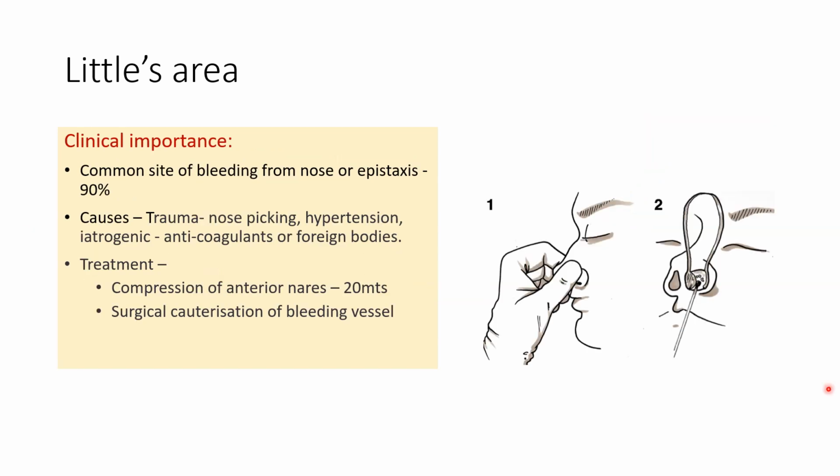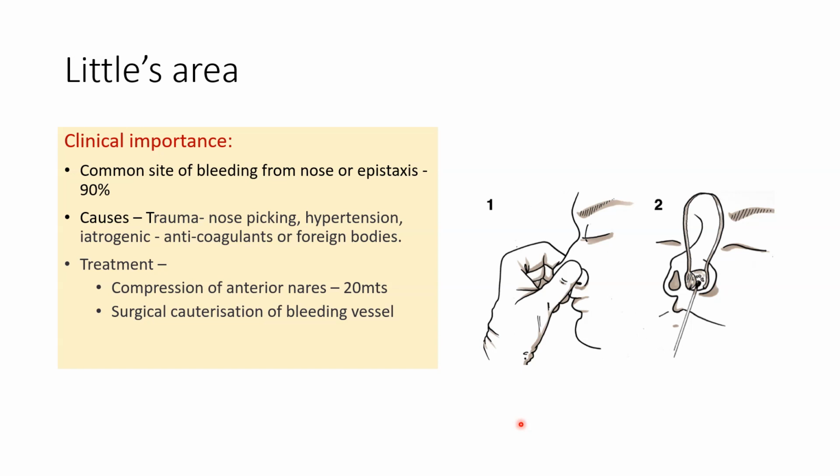What's the clinical importance of Little's area? This is the common site of bleeding from nose and it is known as epistaxis. The bleeding from the nose is called epistaxis, and the Kesselbach's area is the commonest site of bleeding from the nose. That is, Little's area is the site in nearly 90% of cases of epistaxis.